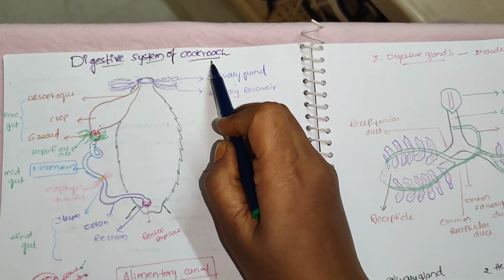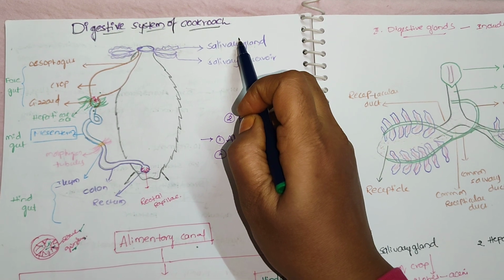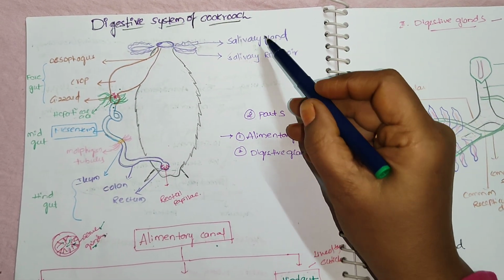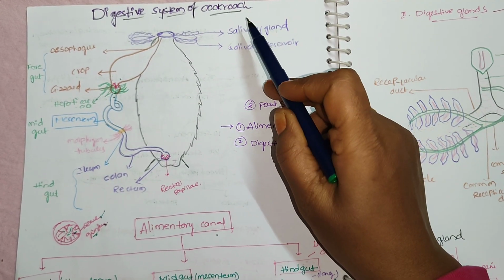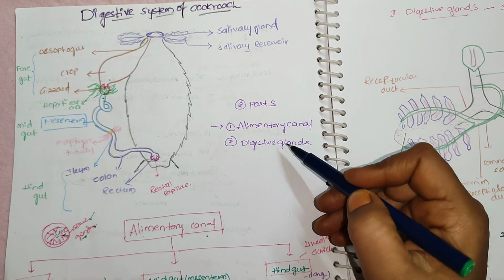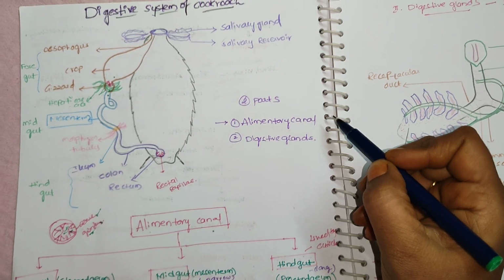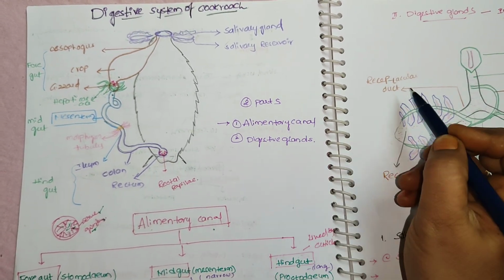We know the cockroaches are omnivorous organisms. They can digest any type of food particles, and they have biting and chewing mouth parts. The digestive system of cockroach includes two parts, that is alimentary canal and digestive glands. With the help of these parts, the cockroach will digest the food.